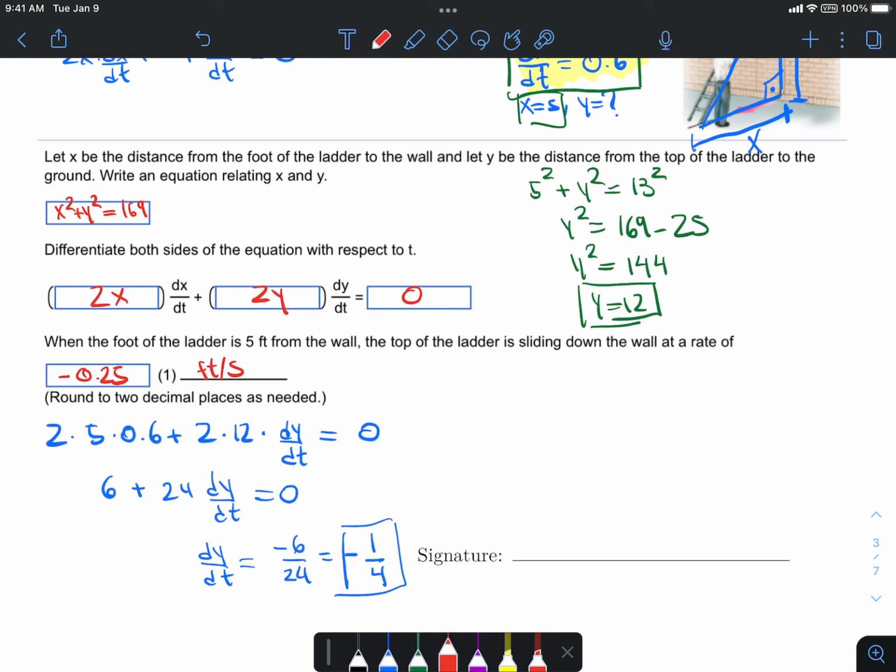Now, in most cases, they won't ask you to carry this minus sign over. In most cases, they'll say, because we're already saying the top of the ladder is sliding down the wall, the sliding down part is already taking care of the orientation of this. So when we say sliding down, we're already understanding that y is decreasing, so there's no need to include this negative on the minus 0.25. So I'll just put 0.25 feet per second. And that's how you solve this type of question.